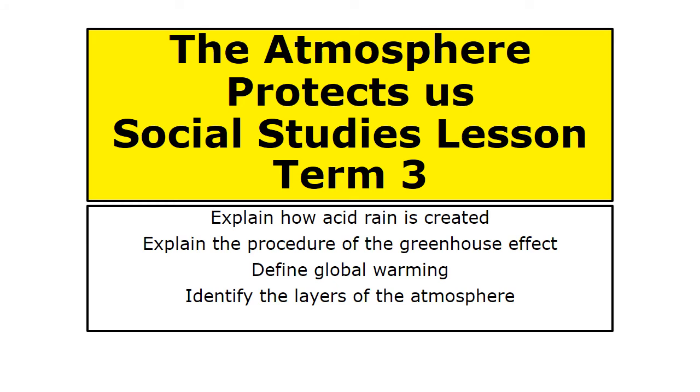Here is another social studies lesson on the atmosphere protectors. This is part 2. In this lesson, we will continue to learn how acid rain is created, explain the procedure of the greenhouse effect, define global warming, and identify the layers of the earth.